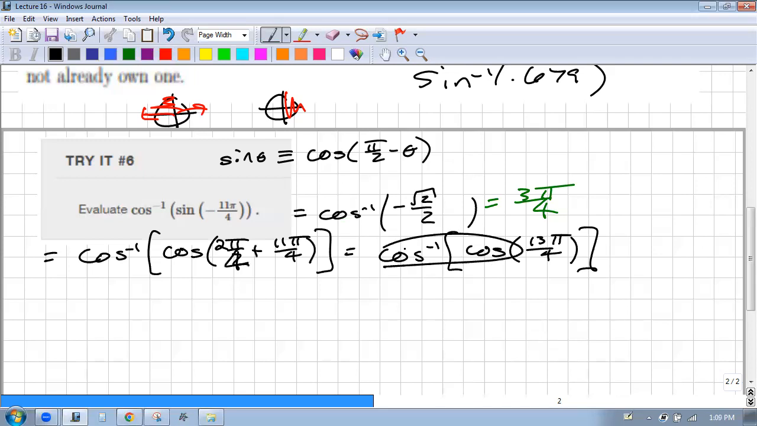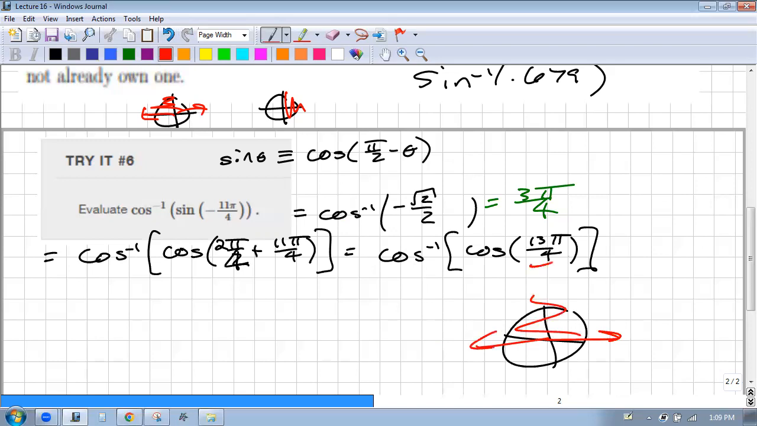Okay, they're the same thing, but I'm not going to get 13 pi over 4 back. Why? Because cosine inverse always gives me an angle between 0 and pi. This is not between 0 and pi, so I'm not going to get that angle back.